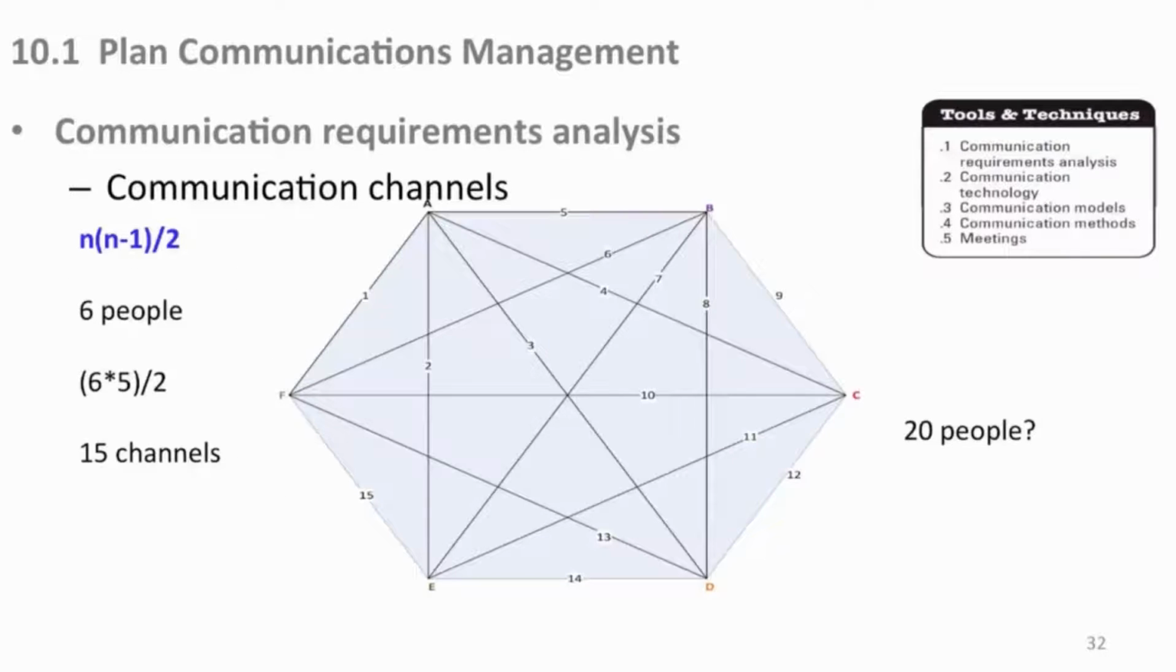So if we have 6 people over on the left, it's 6 times 5 divided by 2, 15 channels. And here they are. 1, 2, 3, 4, 5, 6 people. A can talk to B, A can talk to E, A can talk to F, A can talk to D and C, and likewise with B and all this stuff. So you add those all up, 15 ways 6 people can speak to each other.